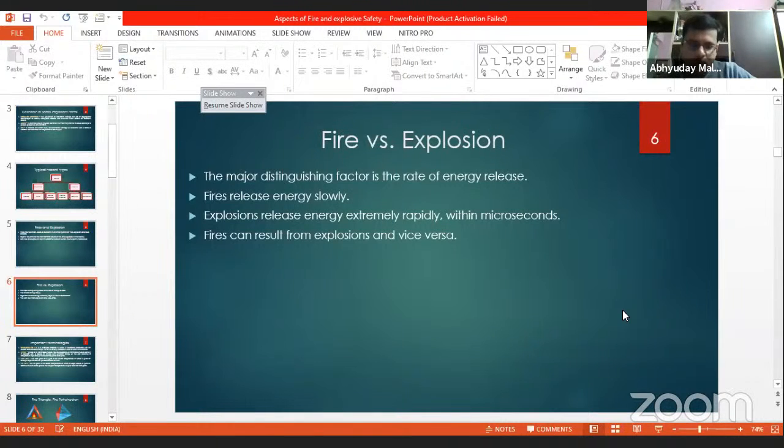Fires release energy slowly. You have all seen fires happening. Whenever you see something on fire, you see that the energy release is slow. But explosions, I think most of you have seen videos or experienced explosions on television or something like that. Whenever explosions happen, a lot of energy is released within a very short time, and this makes explosions much more hazardous than fires. Fires and explosions are interconnected because fires can result from explosions, or explosions can result from fires. Especially in the chemical industry, these most often happen side by side or one after the other in a very short time.